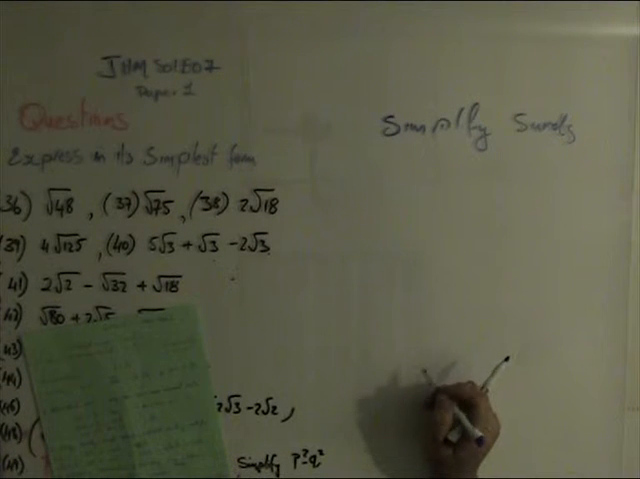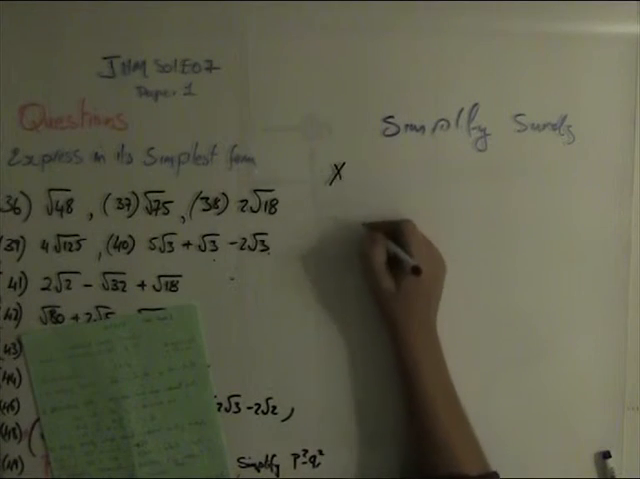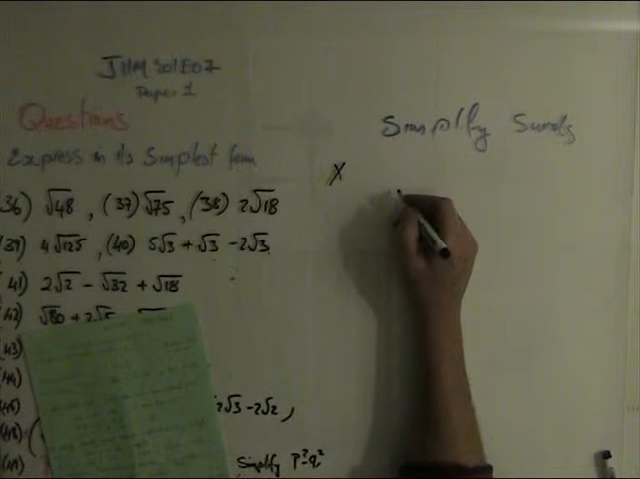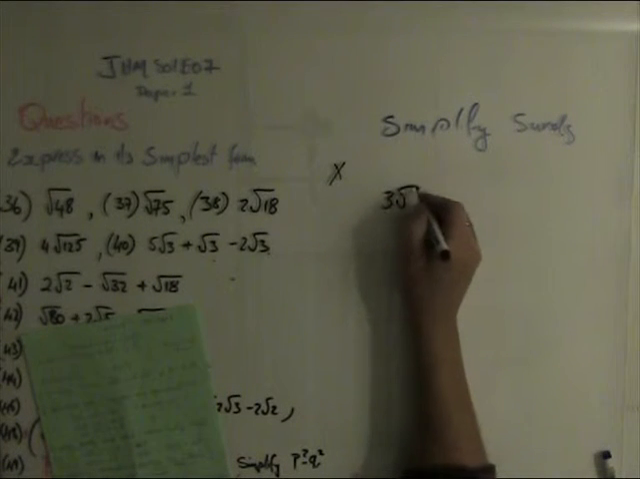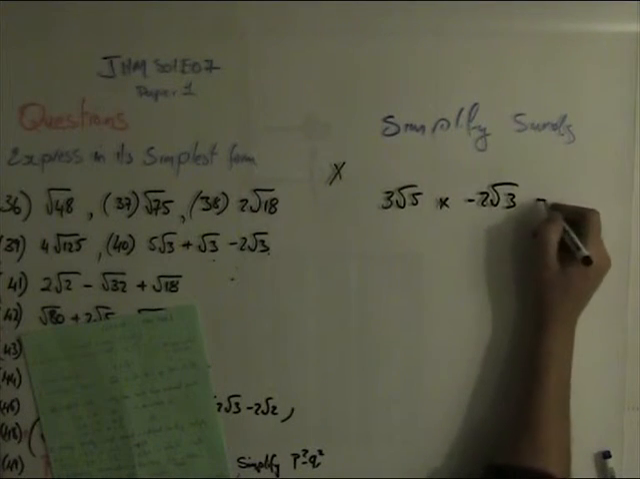Moving on. So we have multiplication now. I'll do it in black. Multiplication. Let's have a look at a question. Now, 3 times root 5 multiplied by minus 2 times root 3. What's that equal to?